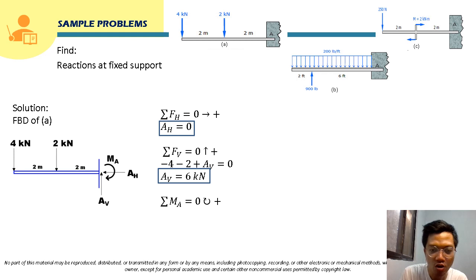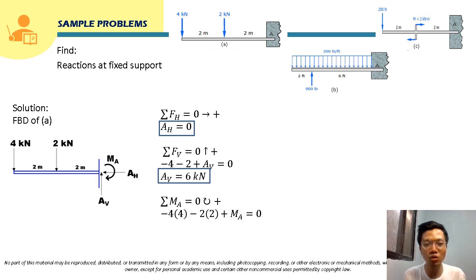And also, for the reaction moment at A, we can sum up moments at point A. This reaction moment MA, we will just include in our summation of moment. This is just like our concept about couple: if we sum up moment at any point, it will be included, because this is already a moment. So, summation of moment at A.